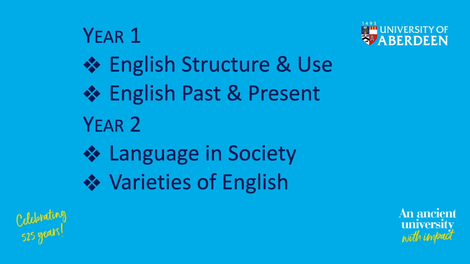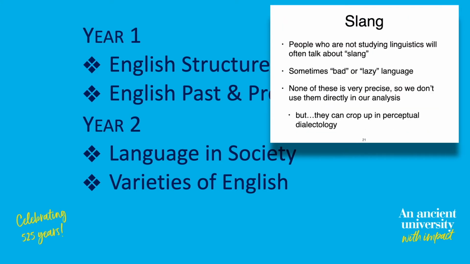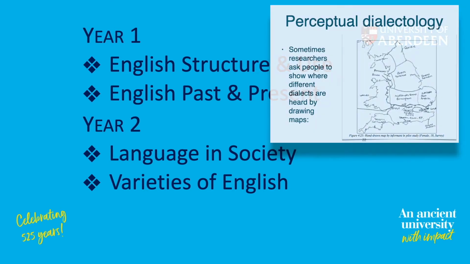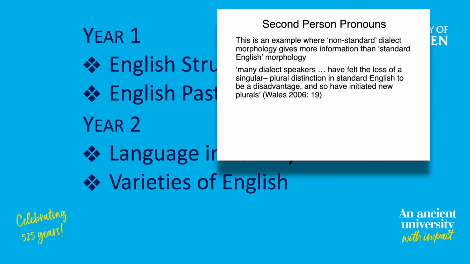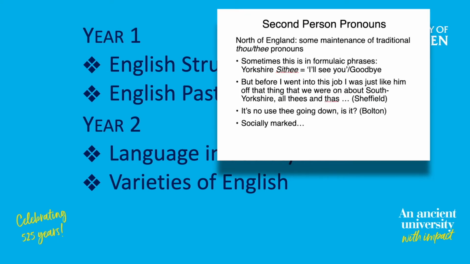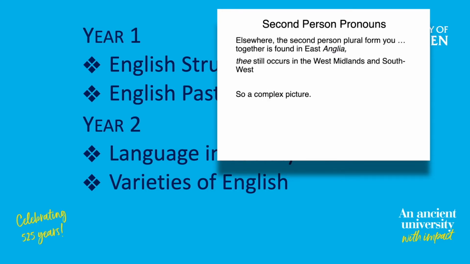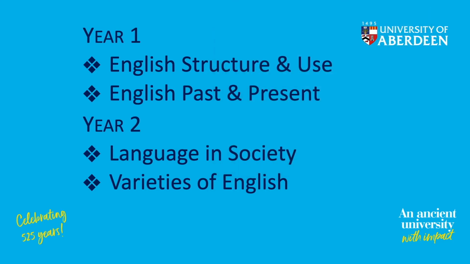The second course we offer at level 2 is Varieties of English, and in many ways this actually builds on what you've done at level 1. So we're still thinking about phonetics and phonology and morphology and syntax, but with a real focus on dialect variation, how we can measure and observe that variation, and also how present-day variation can tell us about how language developed over time.